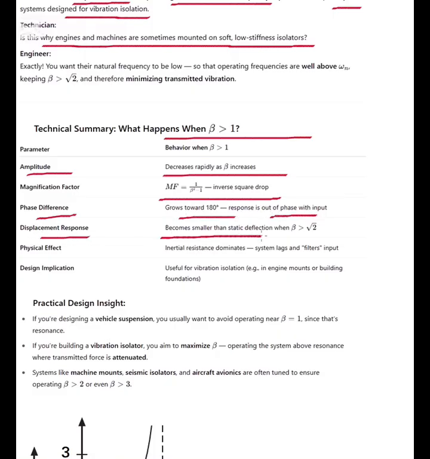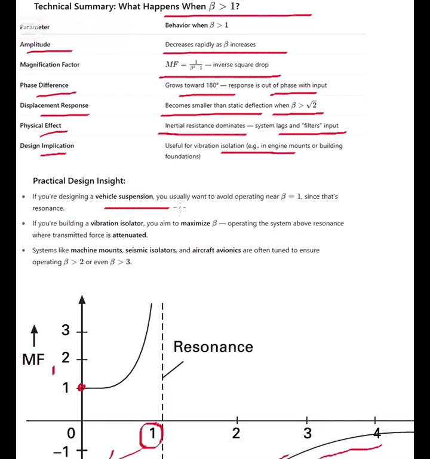Displacement response becomes smaller than static deflection when beta is greater than square root of 2. Physical effect: inertial resistance dominates. The system lags and filters the input. Design implication: useful for vibration isolation. If you are designing a vehicle suspension, you usually want to avoid operating near beta equal to 1 since that's resonance. If you are building a vibration isolator, you maximize beta, operating the system above the resonance where the vibration is attenuated. Systems like machine mounts are often tuned to ensure beta is greater than 2.